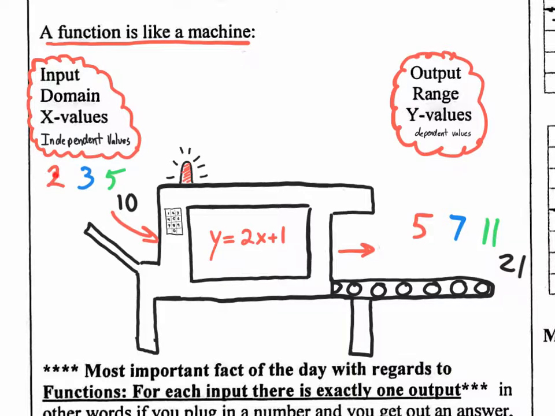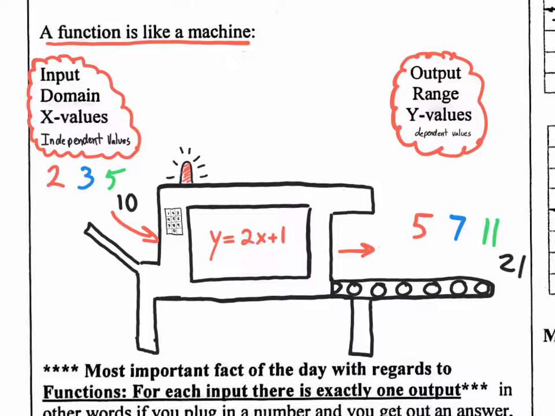If you plug in the number 2, it better give you out a 5. If you plug in the number 2 again, it better give you out a 5 again. Okay? So for each input, there is exactly one output. If you ever plug in a 2 and get out a 5, and then you plug in a 2 again and you get out 10, then that's broken. That's a broken machine. It's no longer a function machine.